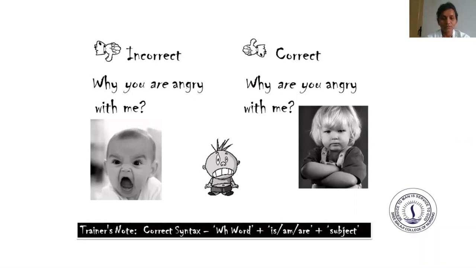The order is WH word, am/is/are, and then the subject. This is the correct sequence. "Why you are angry with me" is wrong because you are adding the subject second and then your verb. See, WH word, you, and are: this is incorrect. But WH word, verb, and then the subject is correct. So: why are you angry with me?